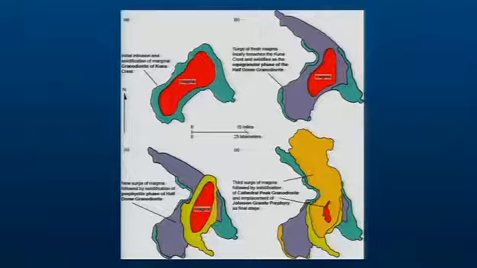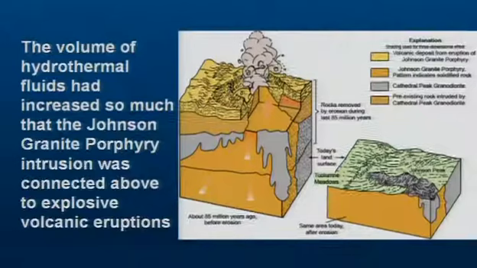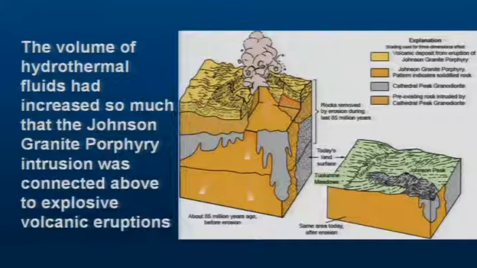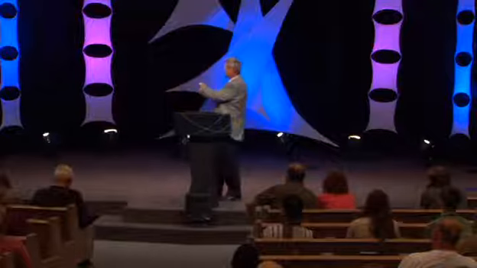Johnson Granite Porphyry. Now, the interesting thing is, there's so much evidence of hydrothermal fluid in the Johnson Granite Porphyry that the steam would have built up to such an extent that as that rock was cooling, it erupted in a volcanic eruption. And this comes straight out of one of the books that is available on the geology of the area. This is the present topography.